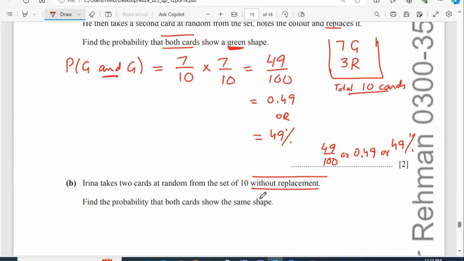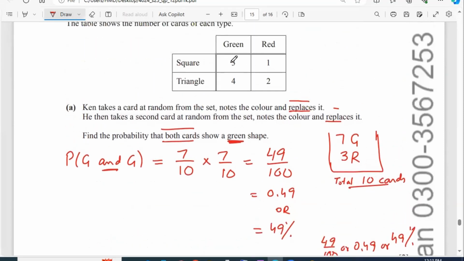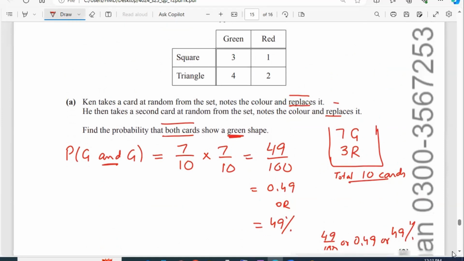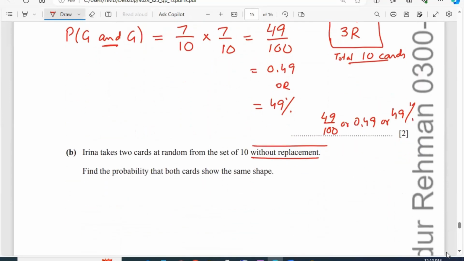Now it is for the shapes. So look at the original chart here. There are two shapes: square and triangle. This is about shapes, not color. So how many squares are there? There are 4 square shapes, and there are 6 triangle shapes here. Total is 10.